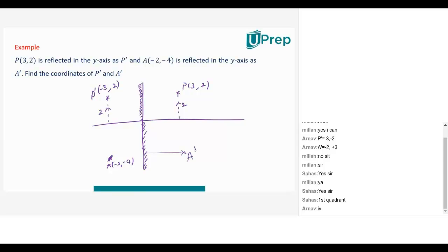And now what will be the coordinates of that point? Should be (2, -4). Abscissa changes, ordinate remains the same. Sahas, you have a slight confusion. Is that idea clear now? Draw that, so tomorrow if you open the notebook, you should understand what we did and how it came.